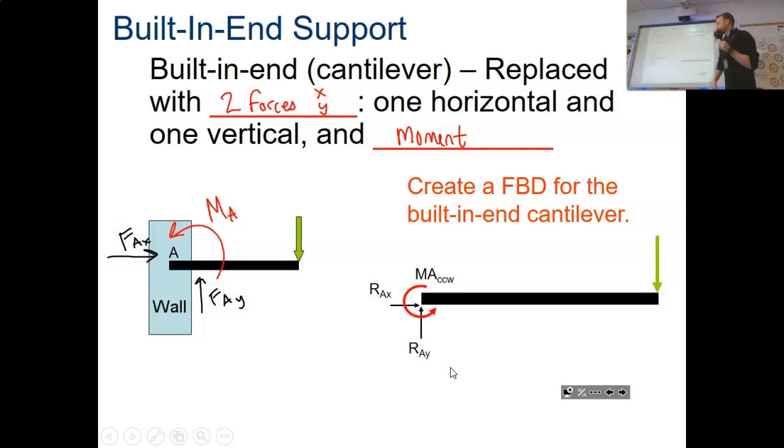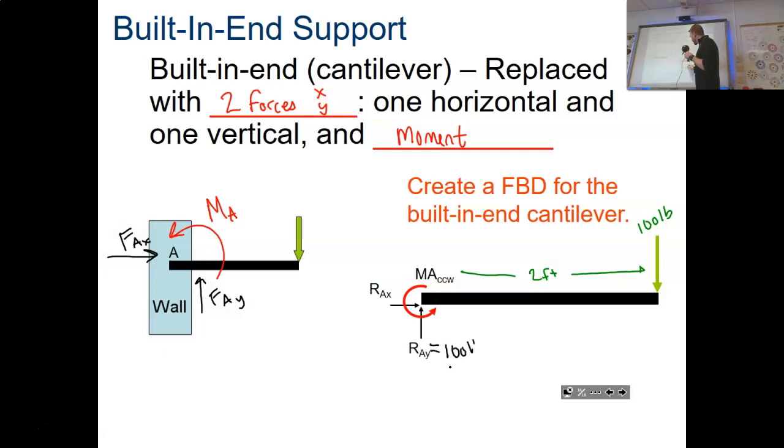For instance, let's say this was 100 pounds, and let's say this was 2 feet. So RA in the Y has to be 100 pounds, because if this is pushing down at 100 pounds, this has to counter that and push up at 100 pounds. Since there's nothing pushing to the left or the right, this reaction force at A in the X direction is going to be equal to 0.